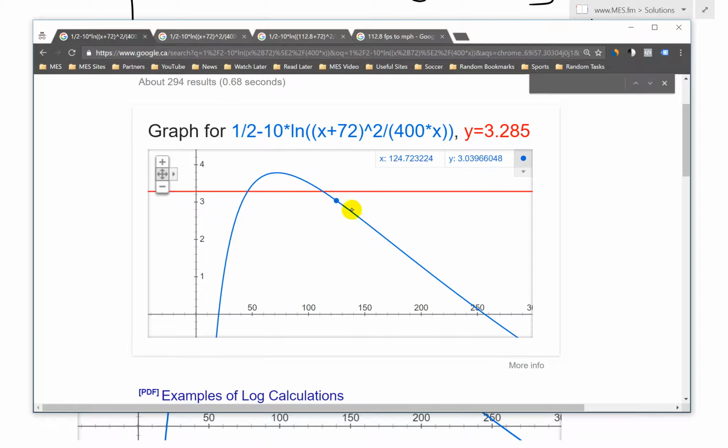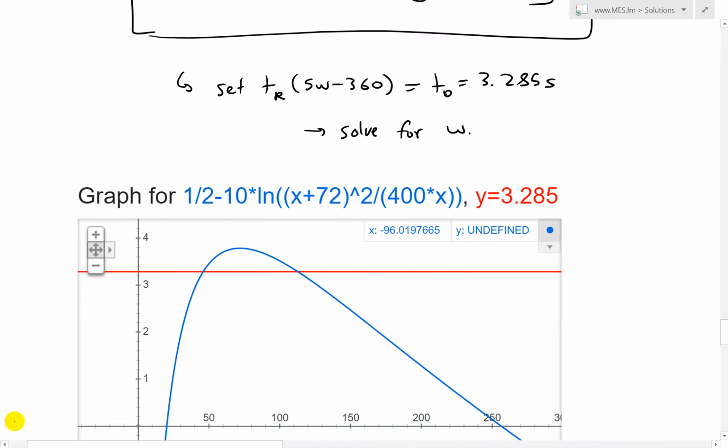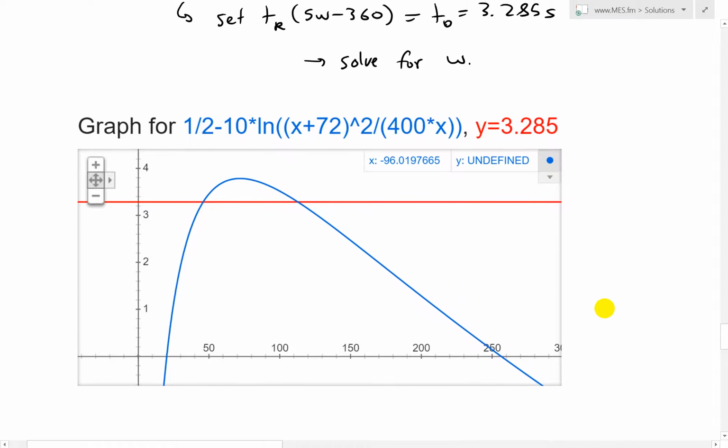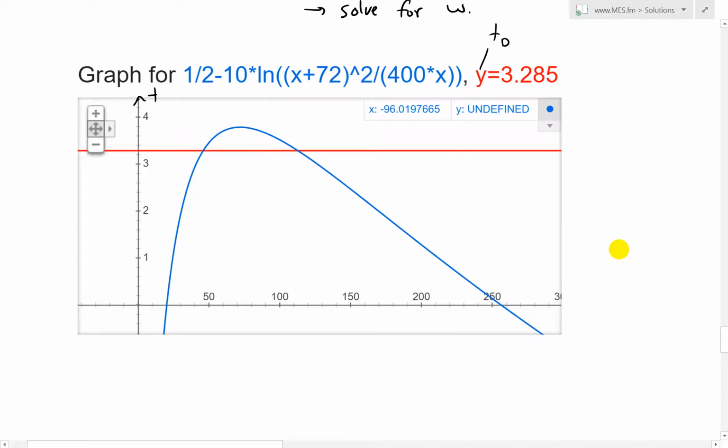So we have something that looks like this, and I'll explain why it crosses twice. Basically we have to solve for when it's equal, and that's this or this, but it's actually this value right here. So here I copied and pasted that formula, and again this y is actually TD, our time. And this right here is T direct throw, 3.285 seconds.